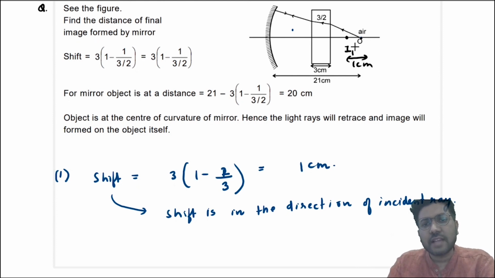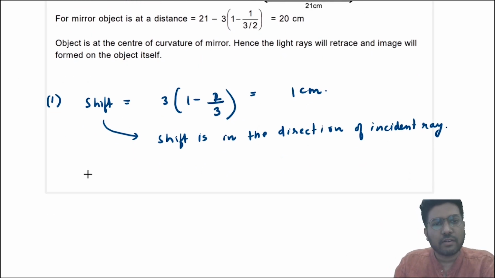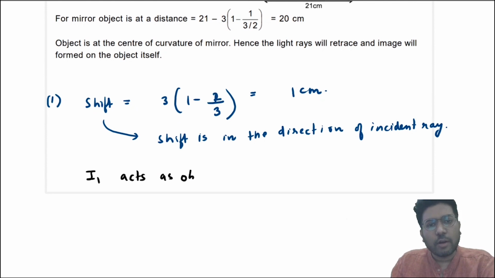Now this image is I1 and it acts as object for the concave mirror. So I'll write I1 acts as object for the concave mirror.